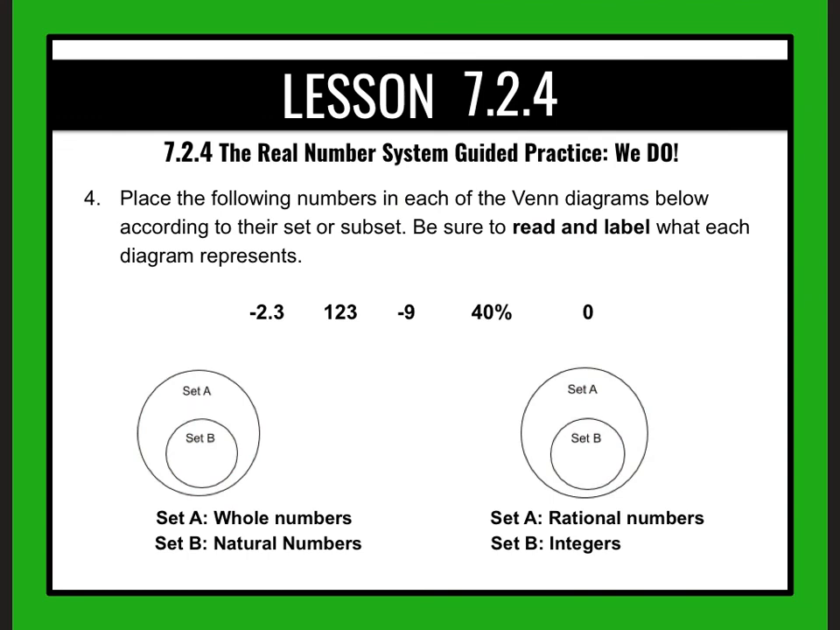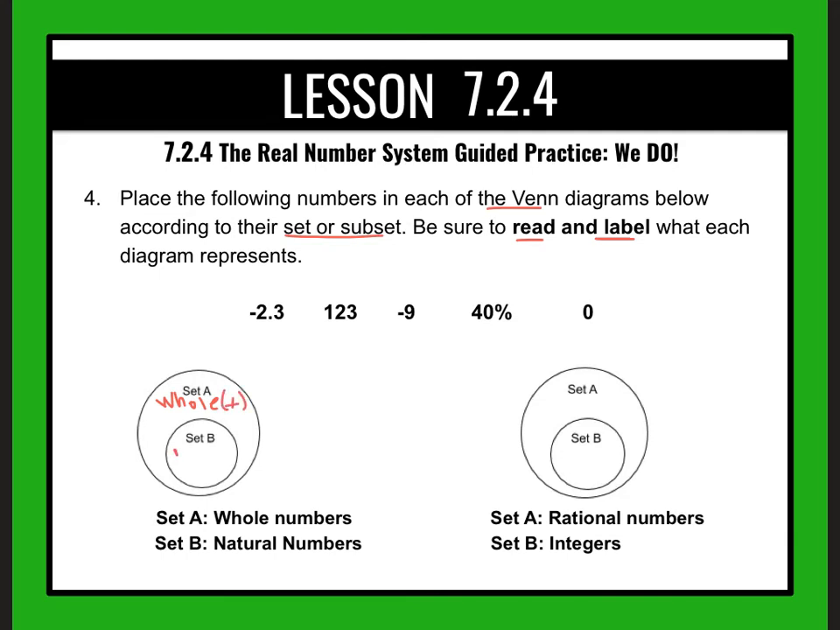Finally, let's get to number 4. I've given you a set of numbers. You're going to use them more than one time. So you're going to place the numbers in each of the Venn diagrams according to their set or subset. Be sure you read and label what each diagram represents. So right here they're telling me that set A is whole numbers. I'm going to write that. These are my whole numbers, and I know whole numbers are positive values only.